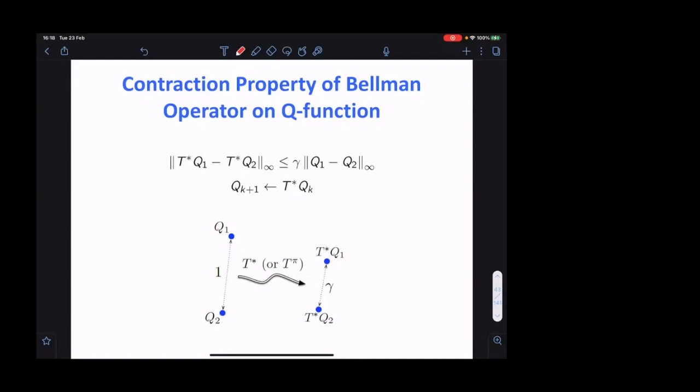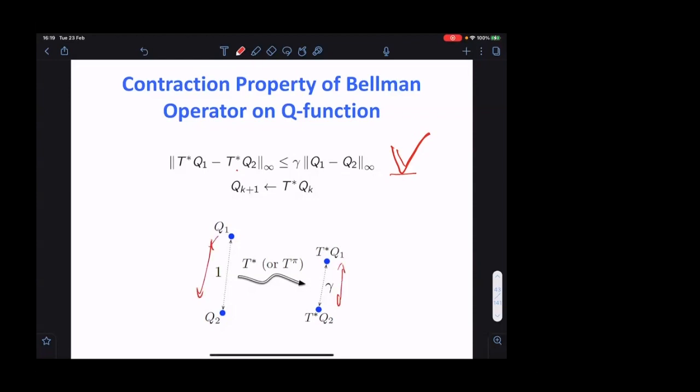Suppose we know it is a contraction, or we will prove that later. If it's a contraction mapping, let's say it fulfills this condition, then you could say, suppose this Q2... So if you follow this, each time you do this Bellman backup, the distance between these two becomes smaller, right?